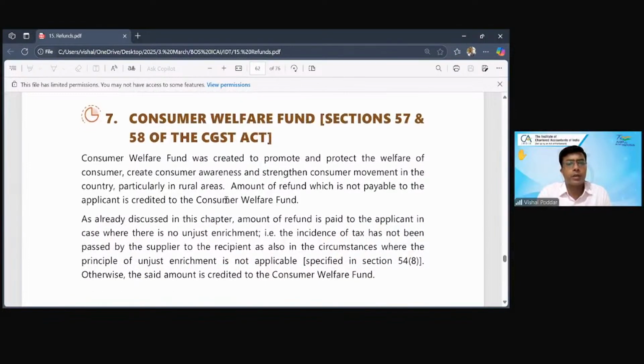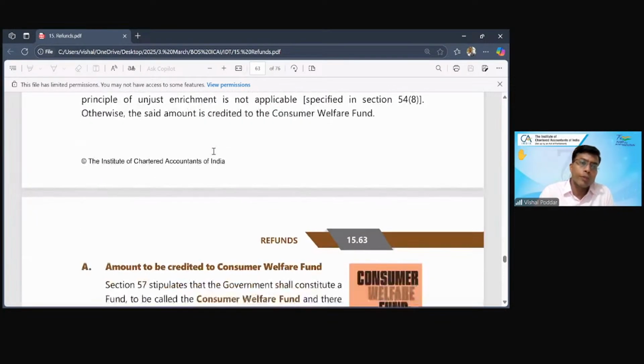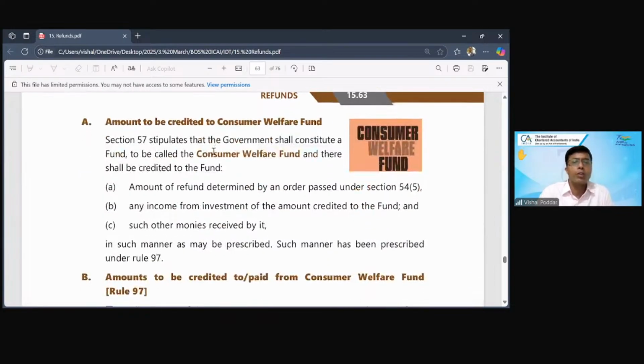And then comes the last part, that is consumer welfare fund. We already studied where this will be required, where the refund is eligible, but it is not eligible to you, and it can also not be kept by government. So it has to be credited to consumer welfare fund.